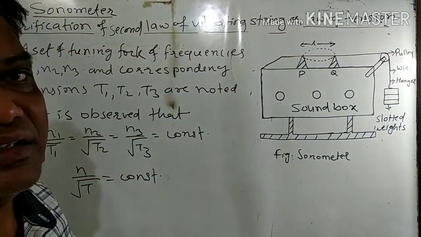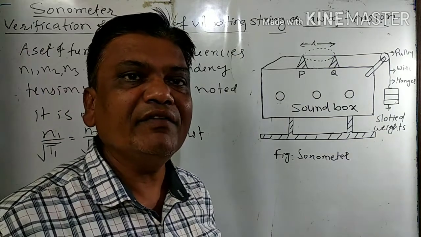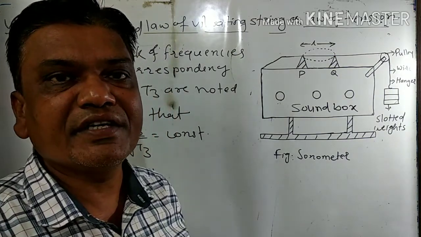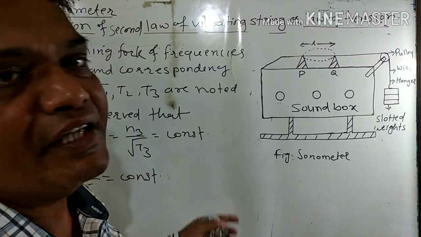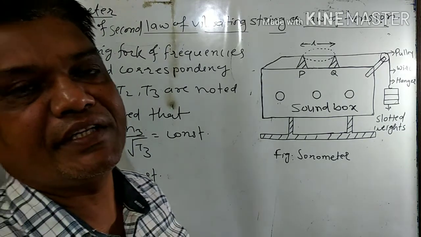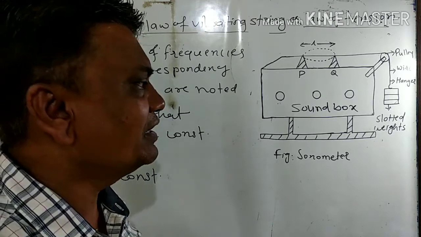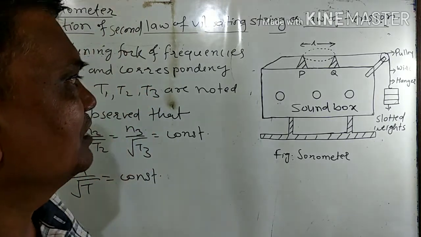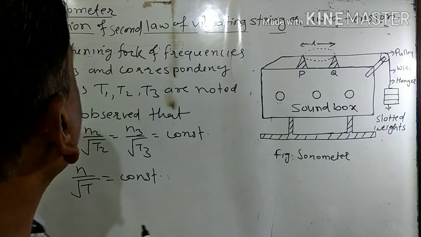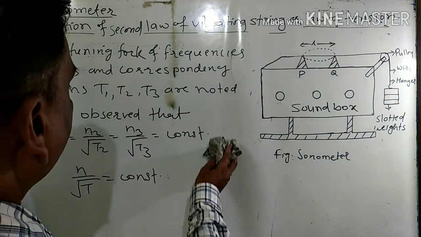In the law of tension, what happens? The fundamental frequency of a vibrating string is directly proportional to the square root of tension if length and mass per unit length are constant. So this is the second law of vibrating string.